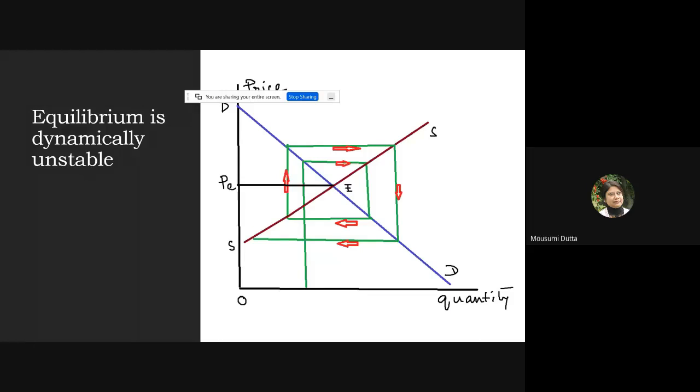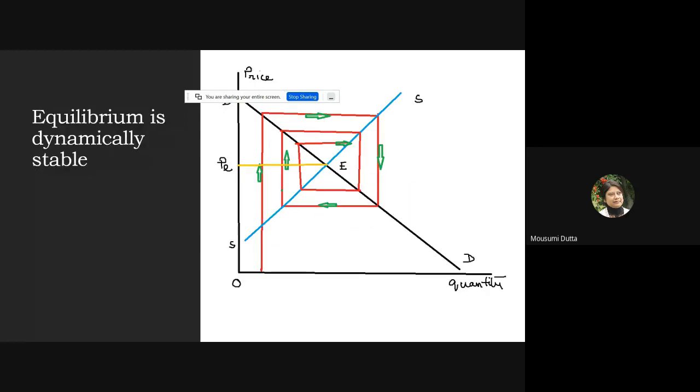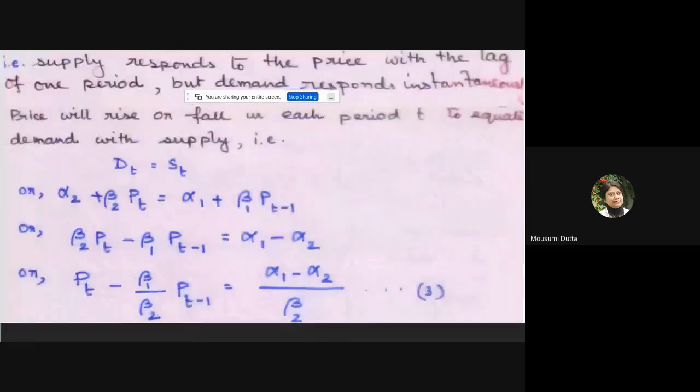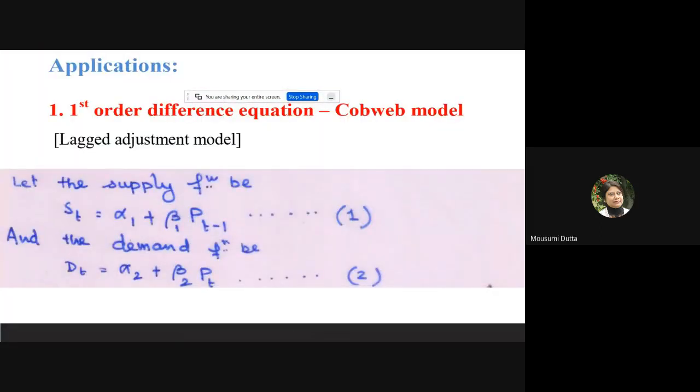However, when the price is fluctuating, it is moving up the equilibrium, coming down the equilibrium, again moving up the equilibrium, coming down the equilibrium, and therefore it is creating a path which is just like a cobweb. Therefore, this model is called the cobweb model. We'll have to derive this model and understand the nitty-gritties of this model.